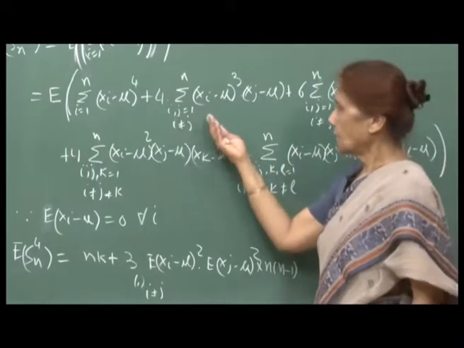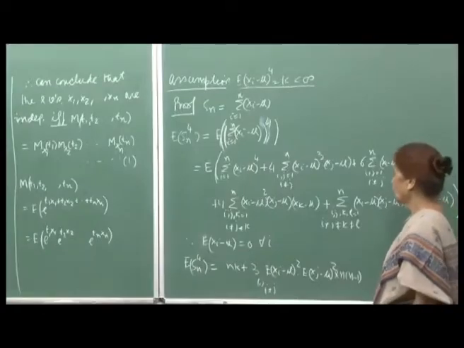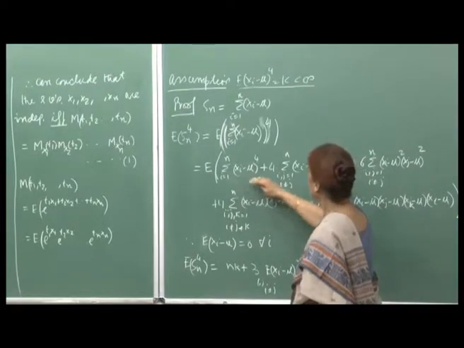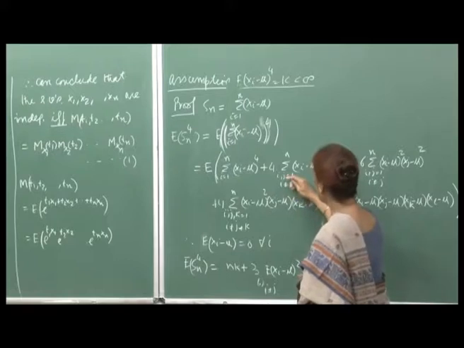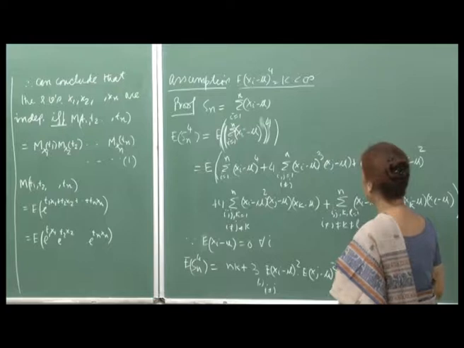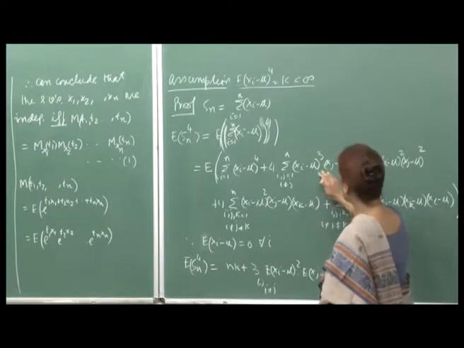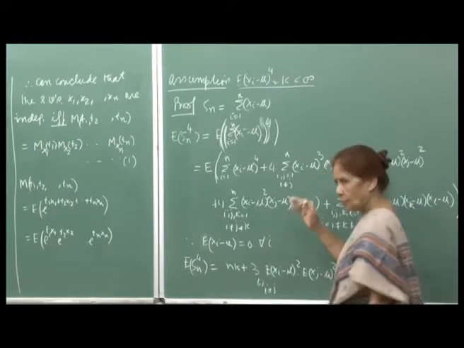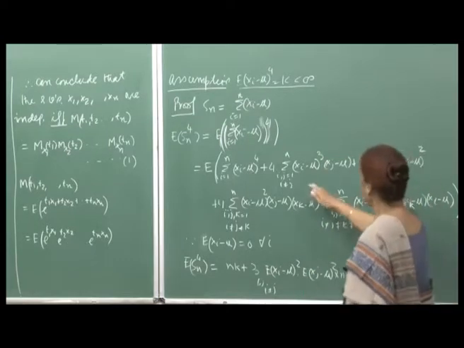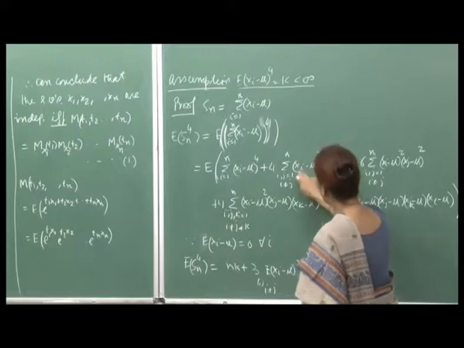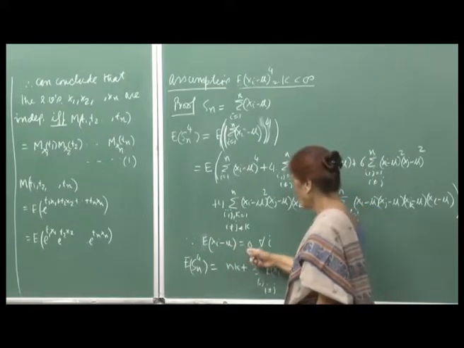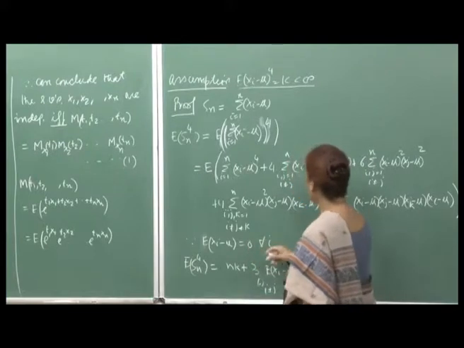Now, of course, expectation can go inside, it is a linear function. Then I have assumed independence of the random variables X_1, X_2, ..., X_n. So, the expectation of the product of 2 random variables is the product of the expectations. So, E can also go inside the summation sign, and since the expectation of (X_i minus mu) is 0 for all i.